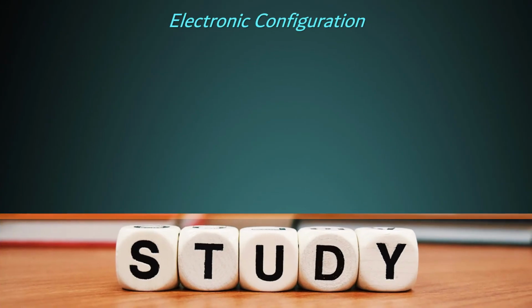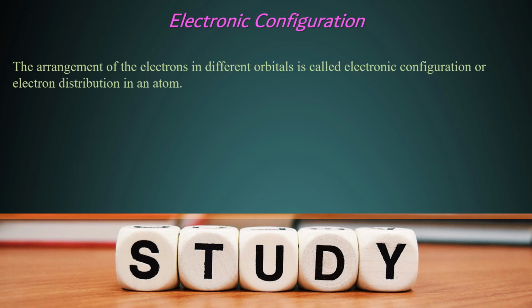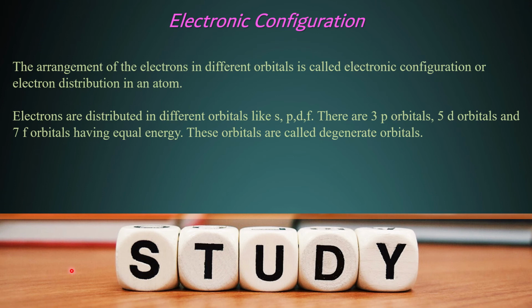Electronic configuration is the arrangement of electrons in different orbits and orbitals surrounding the nucleus. The arrangement of the electrons in different orbitals is called electronic configuration, or electron distribution in an atom. Electrons are distributed in different orbitals like s, p, d, f.